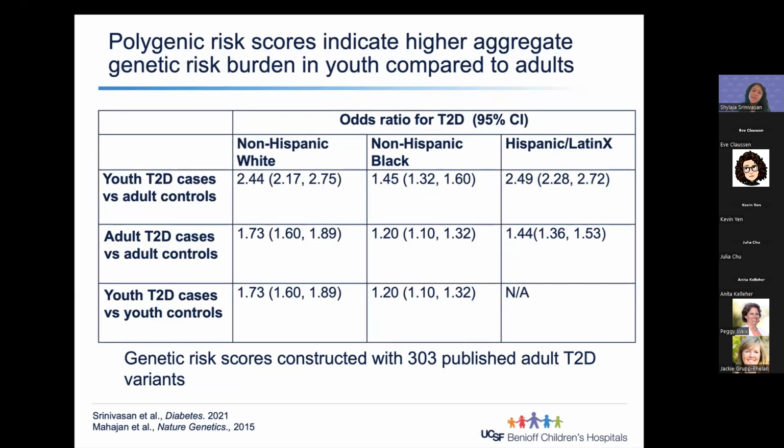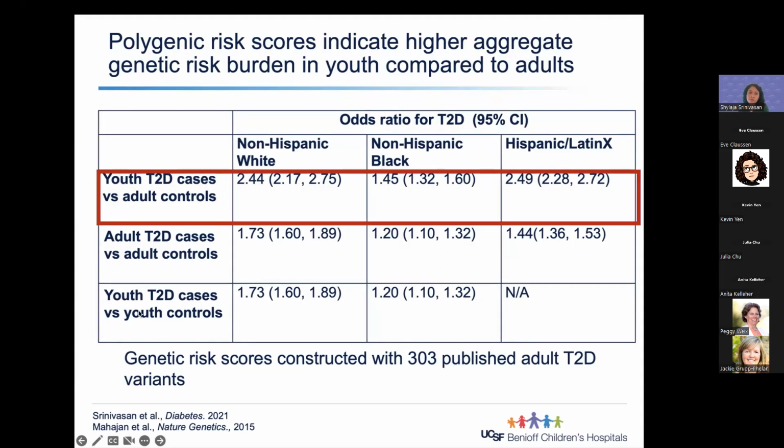So we constructed polygenic risk scores, or genetic risk scores, with 303 published adult type 2 variants at the time. There are now more published variants, but at the time we used 303 adult variants. We compared the association of these risk scores between youth cases and youth controls, adult controls, as well as adult cases and adult controls, and youth cases and youth controls.